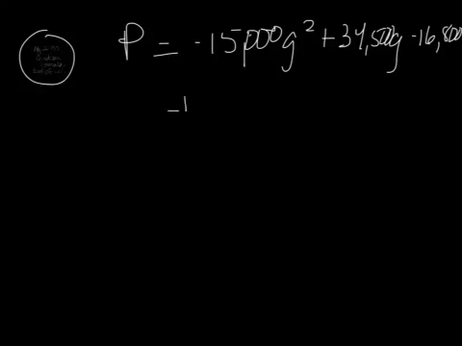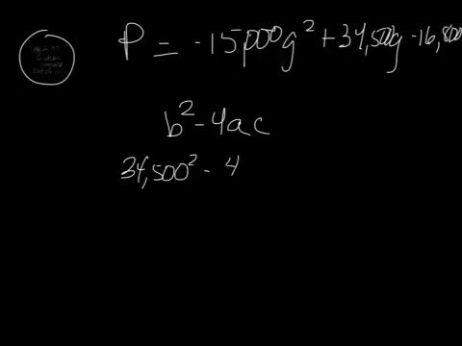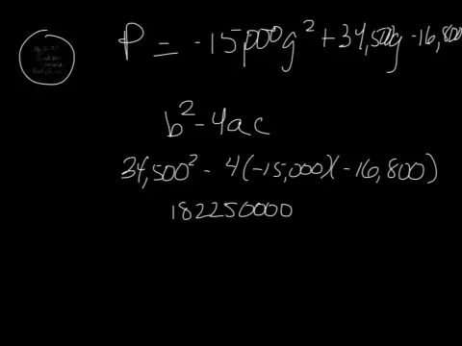So we have negative b. I'm sorry, not negative b. That's kind of absurd. It's b squared minus 4ac. So that would be 34,500 squared minus 4 times negative 15,000 times negative 16,800. Off the top of my head, I don't think I know that number, so I'm going to run over here for a moment. So that is going to be our discriminant, 182250000. So we definitely have two real solutions, right?